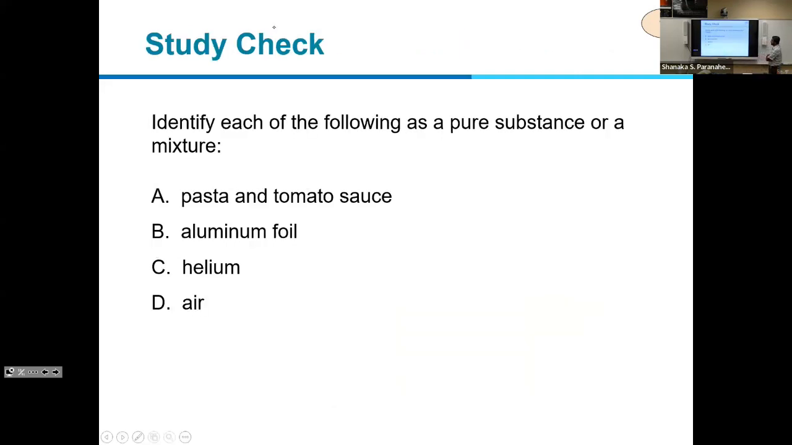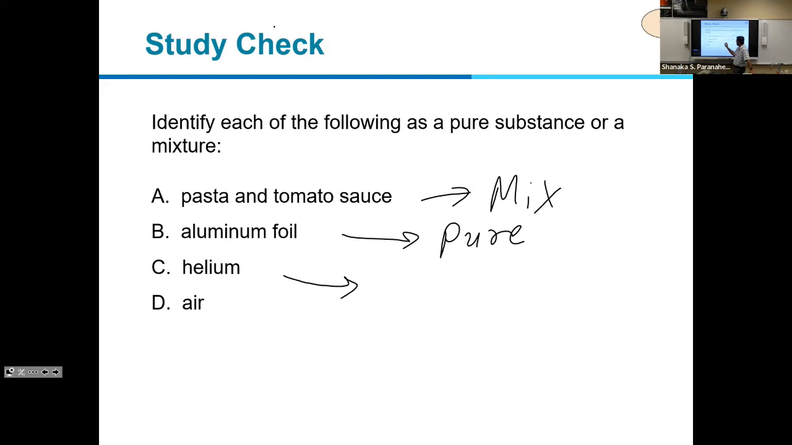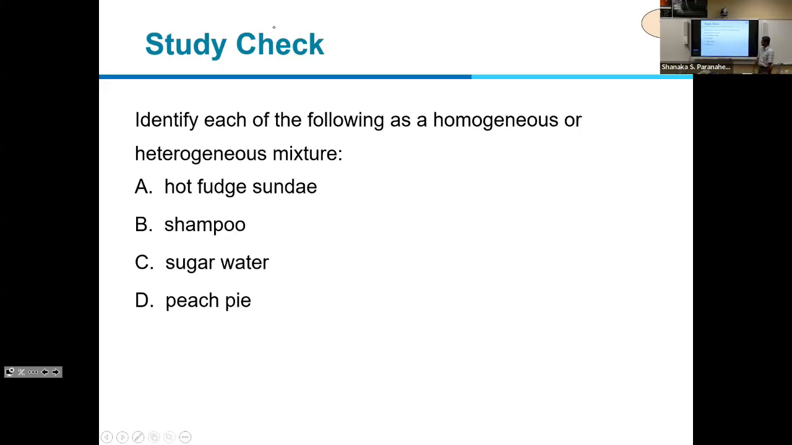Okay, let's quickly go over the answers to these questions. There will be a couple of questions like this in the exam. Identify each of the following as a pure substance or a mixture. First one, pasta and tomato sauce. Is it pure or mixture? It's a mixture. Next one, aluminum foil. It's pure because it's made of aluminum, so we can consider it a pure substance. Helium, it's pure. It's the second element in the periodic table, so it's pure. And air, it's a mixture. I already gave the composition of air. Okay, so next one.